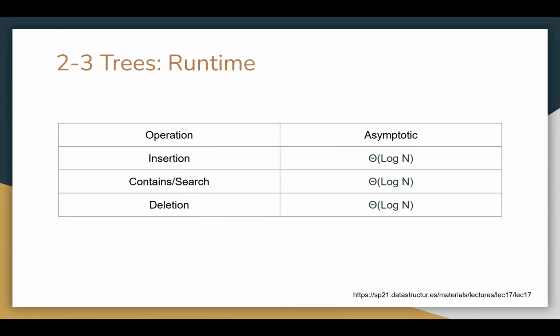So runtime on 2-3 trees is always theta log n. Because of the rule that leaf nodes are always the same distance from the root, the asymptotics for insertion, search, as well as deletion must always be theta log n.